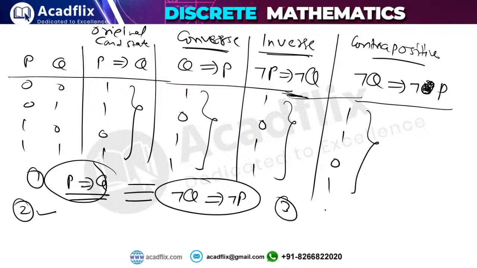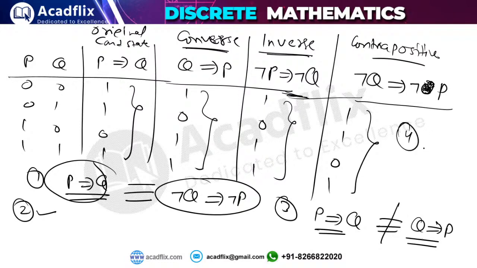What is the third point you can observe? The original statement has the truth table 1 1 0 1, and the converse has the truth table 1 0 1 1. So both are not the same. This is 1 1 0 1, this is 1 0 1 1. So you can say that the original conditional statement is not equivalent to its converse. This is the next thing you can observe.